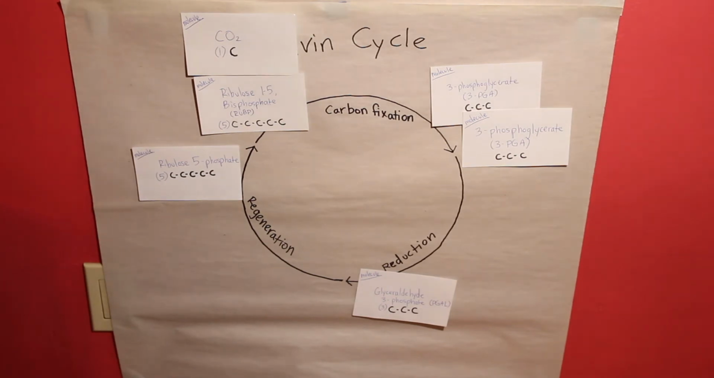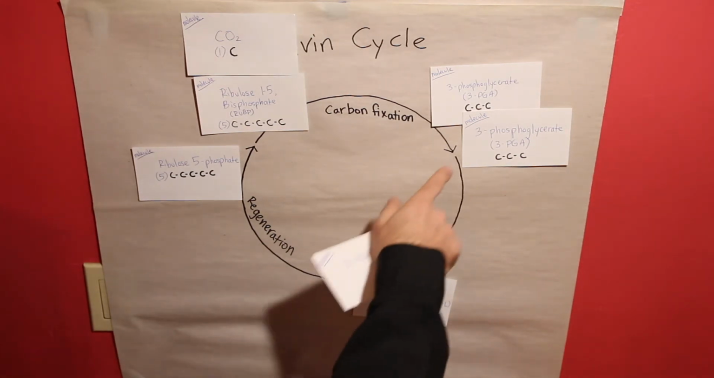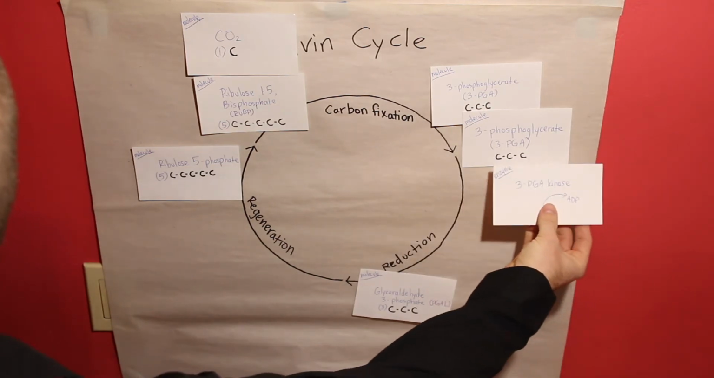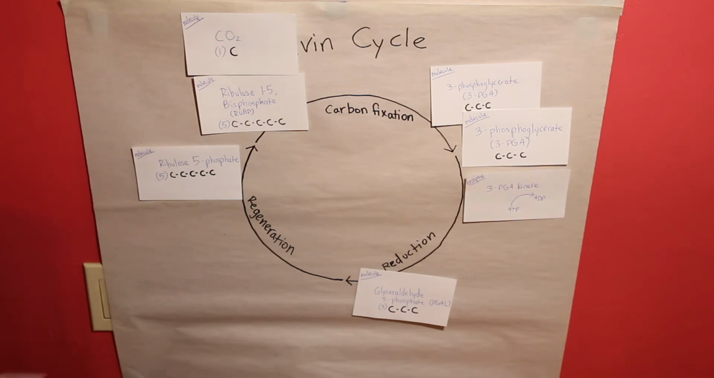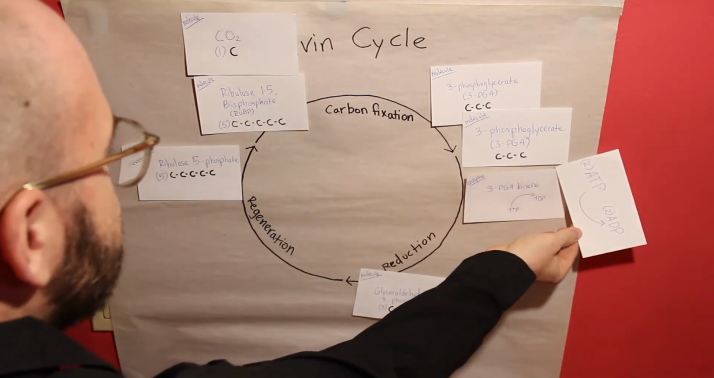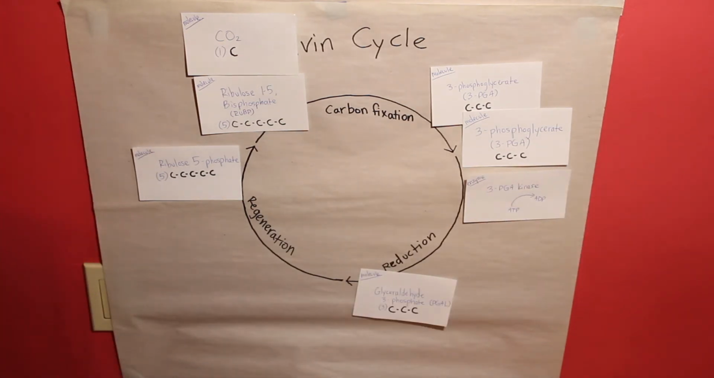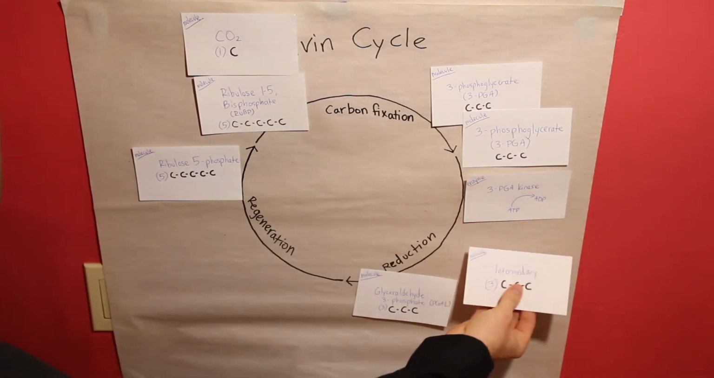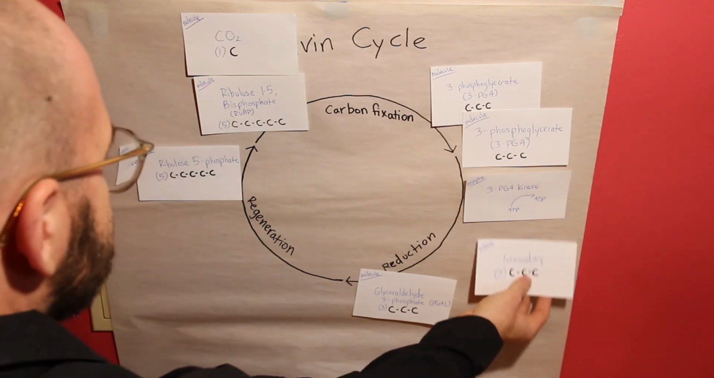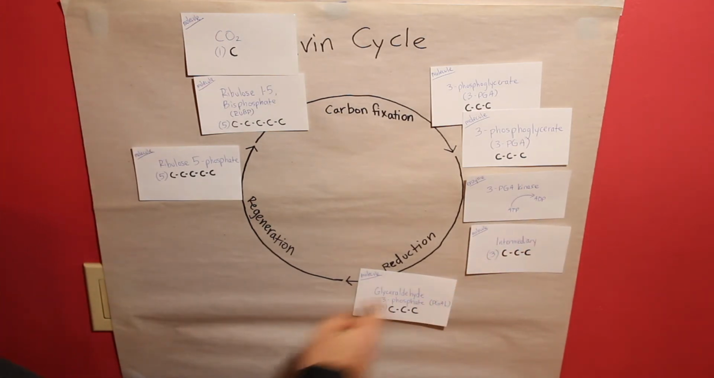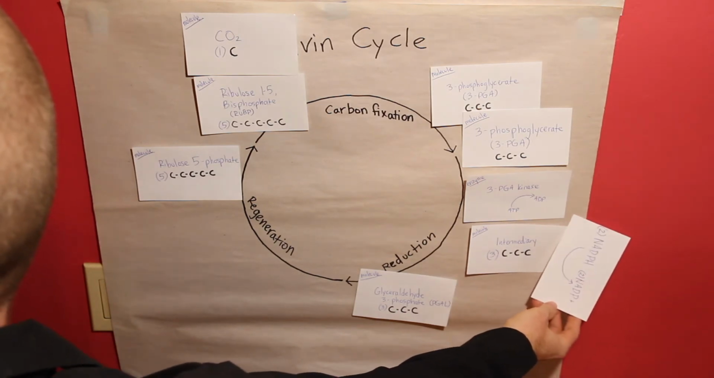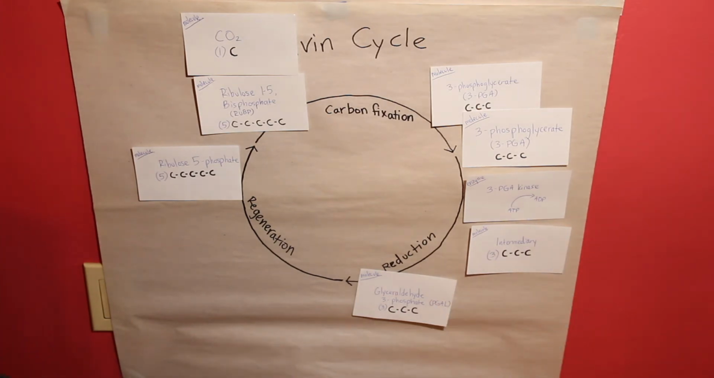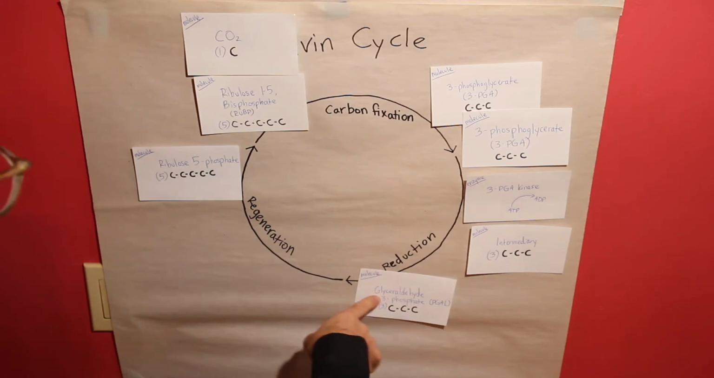To get there, 3-PGA from the fixation phase is phosphorylated by 3-PGA kinase. This uses 2 ATP per CO2 fixed, and we get a 3 carbon intermediate molecule that is reduced with a dehydrogenase using 2 NADPH per CO2 fixed to form glyceraldehyde 3-phosphate or PGAL.